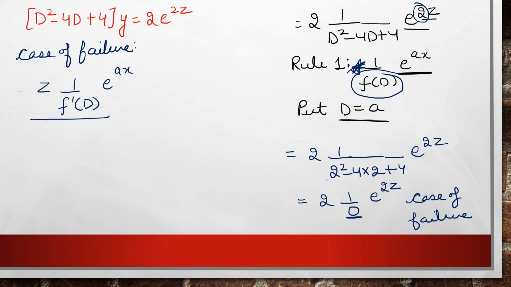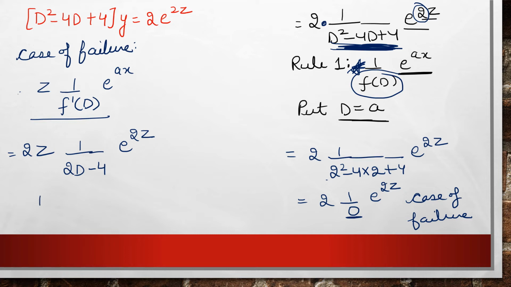So we'll do this now. This is my f of D. We'll multiply by 1/z from this side. And what is the derivative of this with respect to D? That is 2D minus 4, e power 2z.